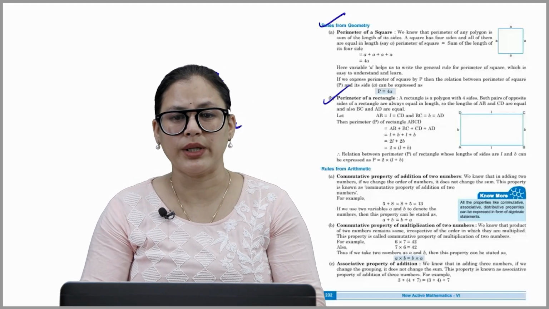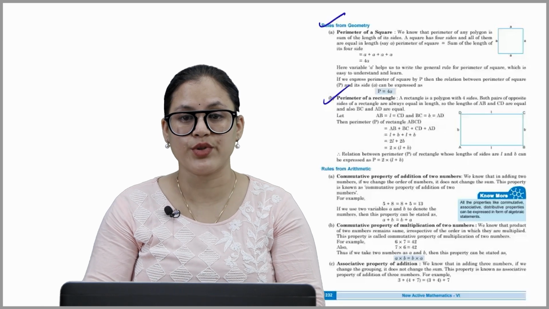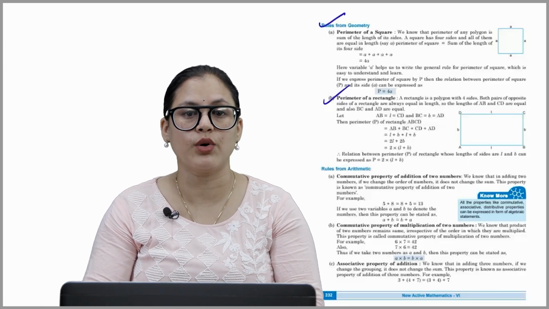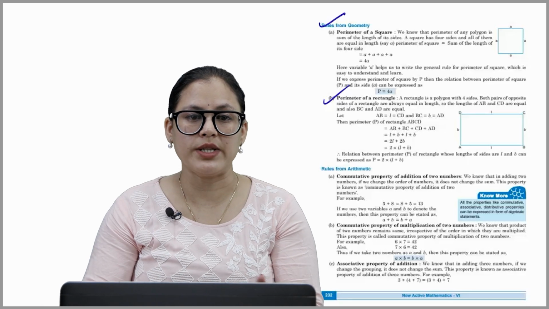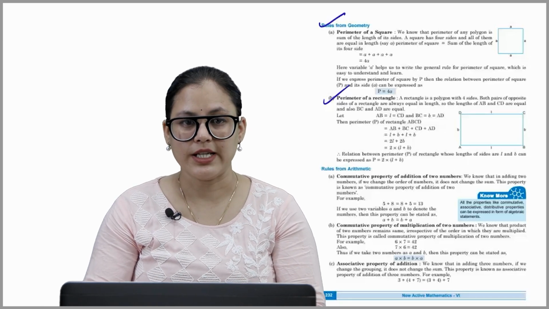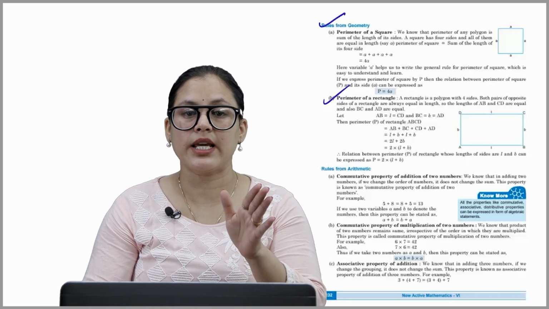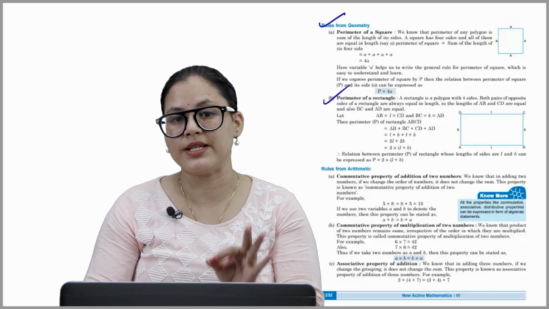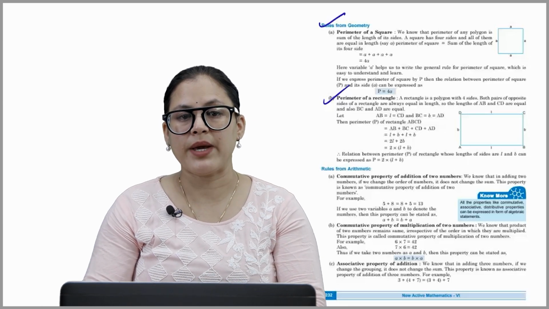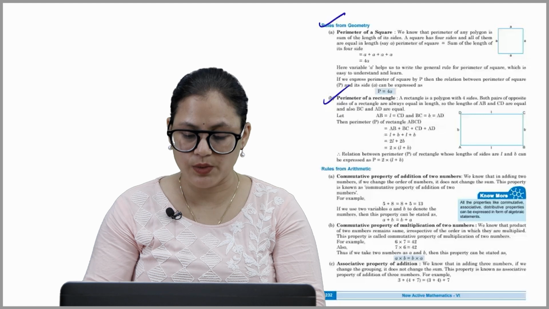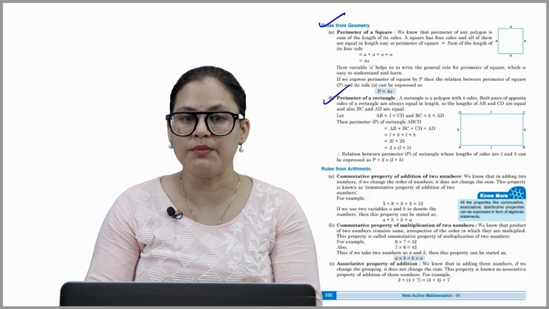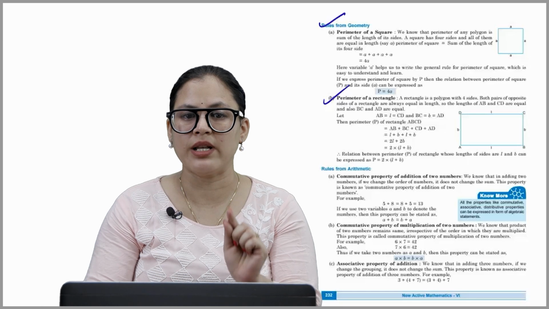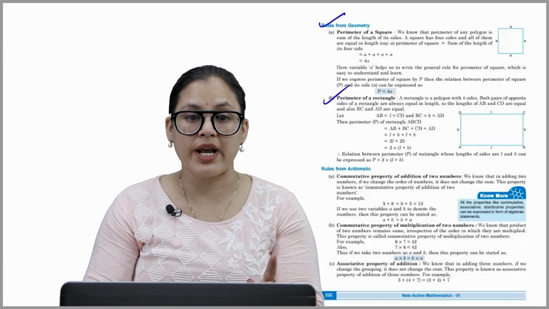B, perimeter of a rectangle. A rectangle is a polygon with 4 sides. Both pairs of opposite sides of a rectangle are always equal in length. So the lengths of AB and CD are equal, and also BC and AD are equal, right? Let AB is equal to l is equal to CD and BC is equal to b is equal to AD. Then perimeter p of rectangle ABCD is equal to AB plus BC plus CD plus AD, l plus b plus l plus b, is equal to 2l plus 2b, is equal to 2 in bracket length plus breadth.